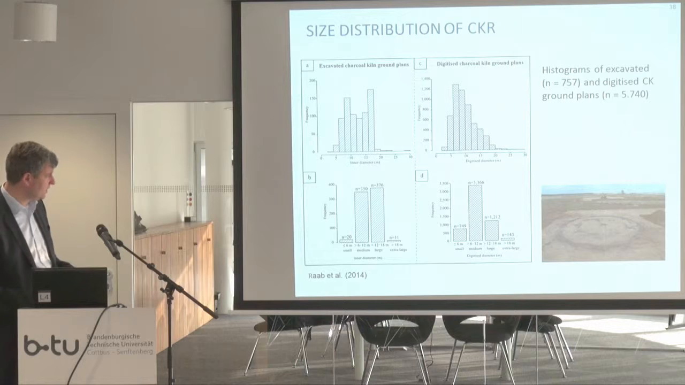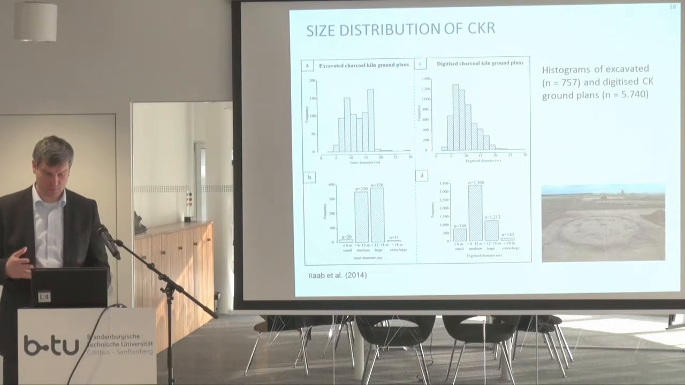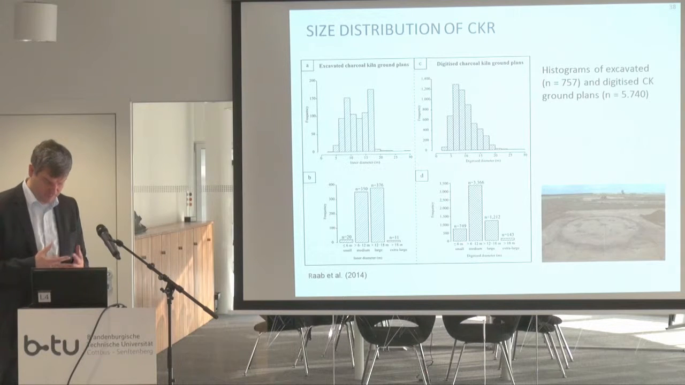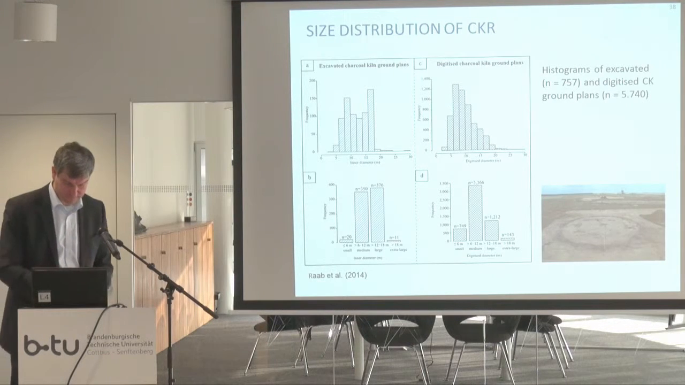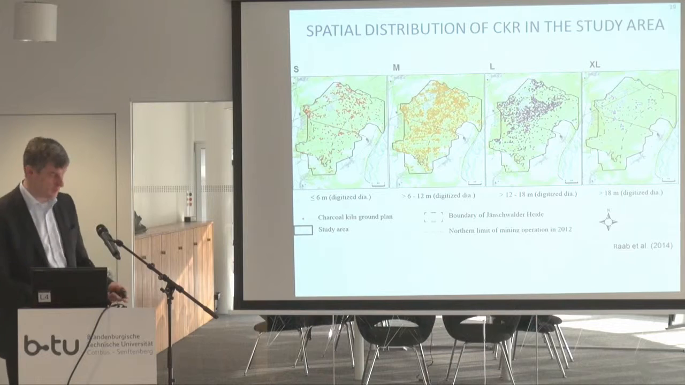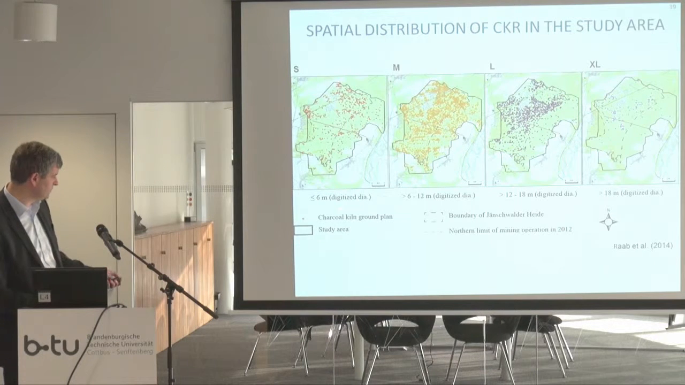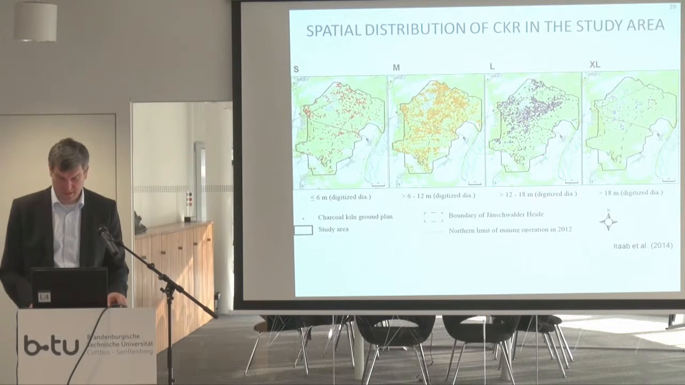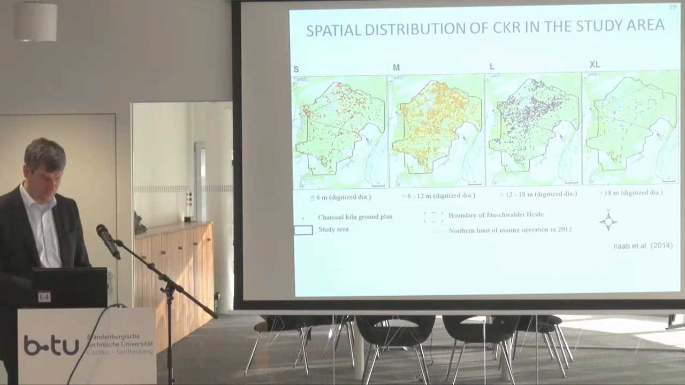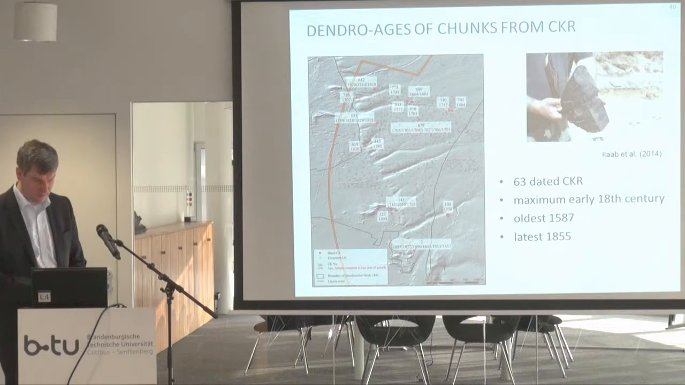Once we have the data, we can do some statistics on it. We can show or analyze how large the diameters are, whether we have small ones or large ones. And we can analyze the spatial distribution of the different sizes, so we can classify the smaller ones, the medium ones, and the very large ones, and show where they are located, especially in relation to the former ironwork.